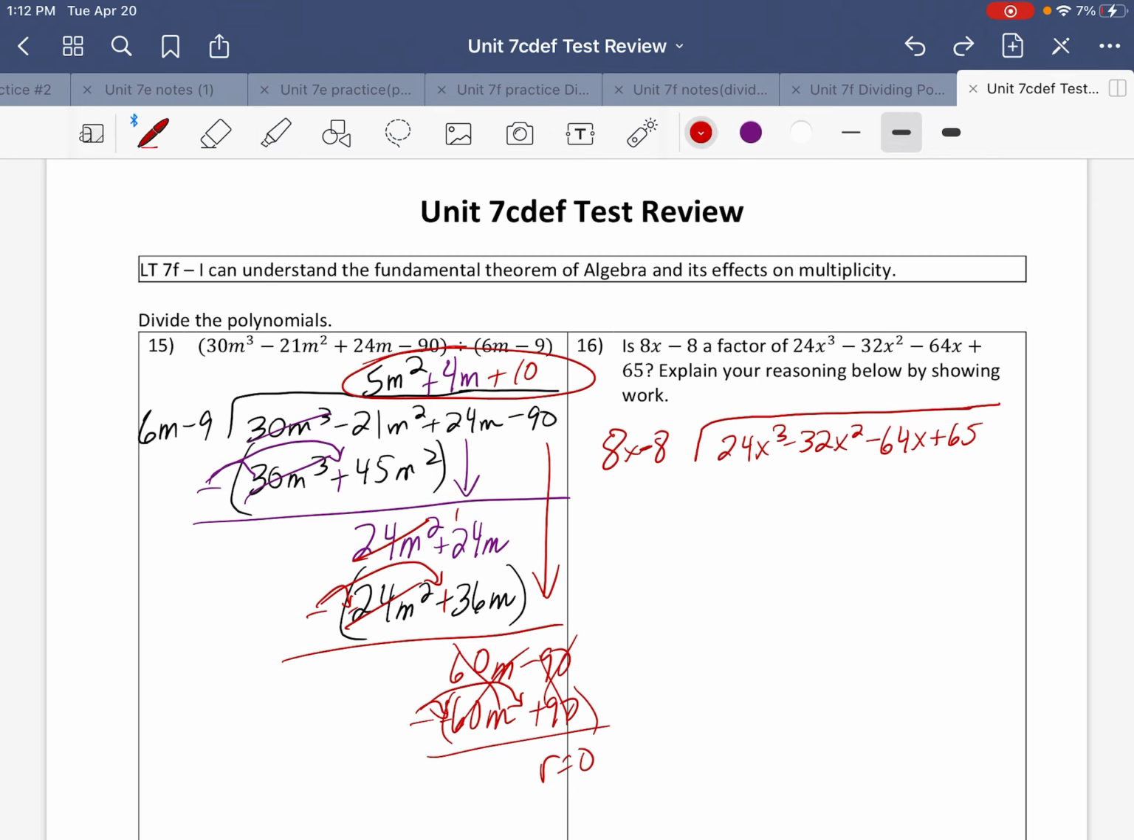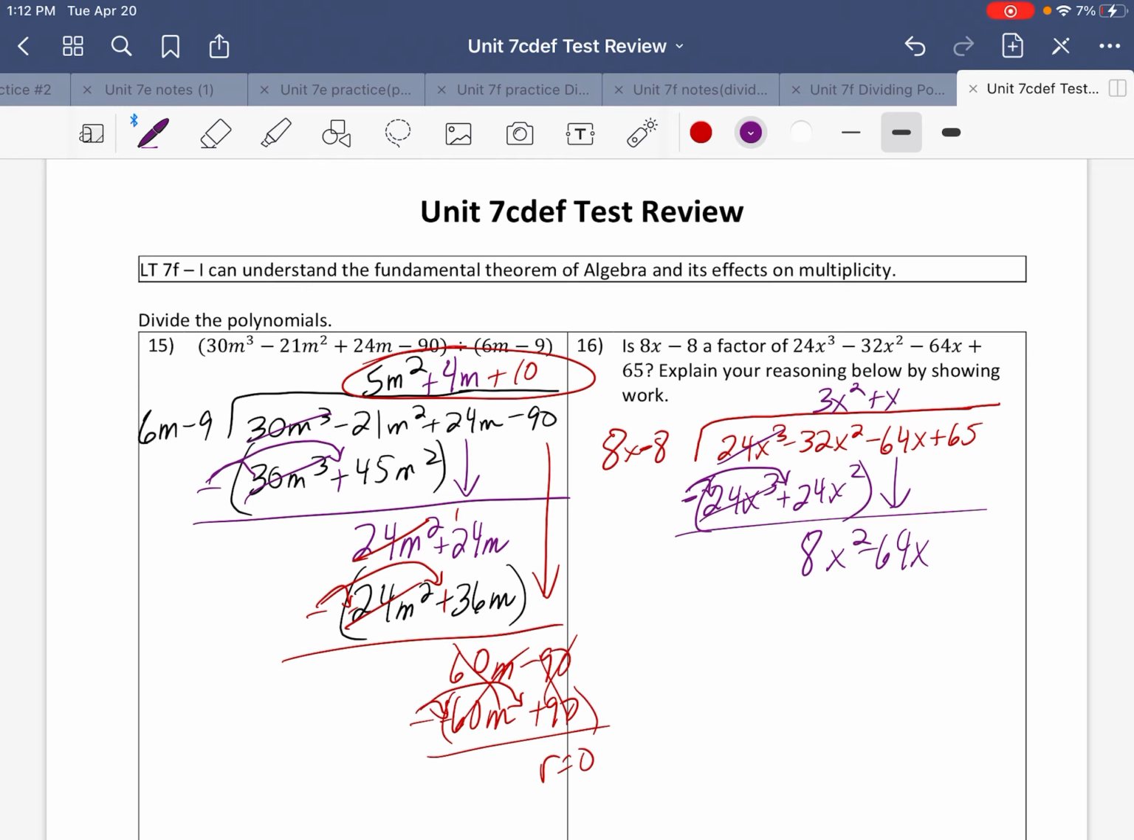Looking at your first term divided by first term, so 24x cubed divided by 8 is 3x squared. 3x squared times 8x is 24x cubed. 3x squared times negative 8 is negative 24x squared. Look to subtract. Subtract. 24 minus 24. Opposite of negative 24 is positive, so that's 8x squared. Bring down the next term.